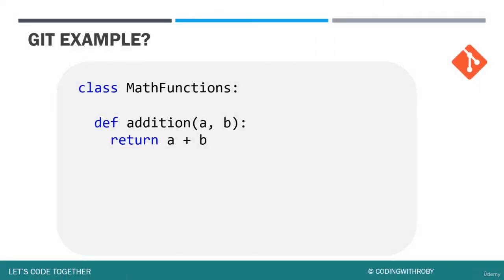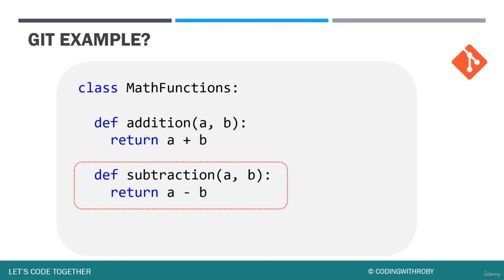Here we have our original class of math functions with our addition functionality. Now the requirement was to create a new function that allows subtraction to our application. So let's add this functionality. We now have our new subtraction function that takes in A and B as the parameters and returns the two parameters subtracted from one another.